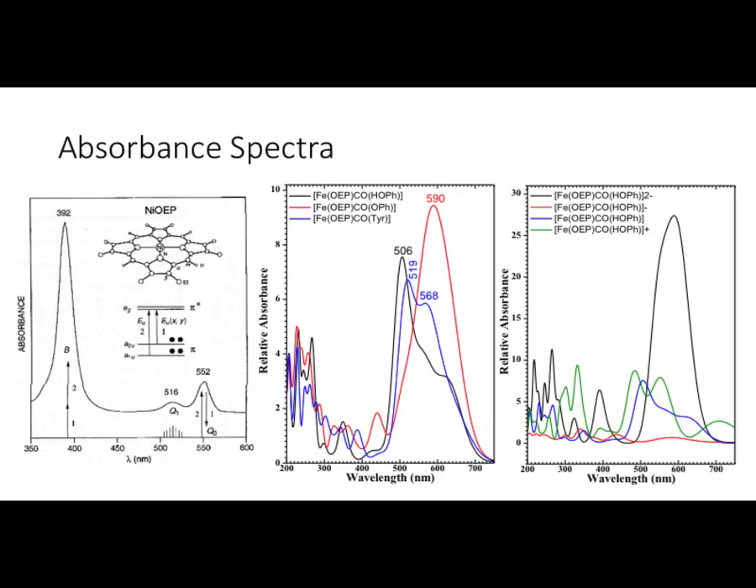But as you can see here, overall these three all look fairly similar, except for the tyrosine, which has 2 bands, whereas the phenol and the phenoxide both have basically just 1 band. There's a little bit of a side band here in the phenol, but it's not that big. And as you change the number of electrons in the system and get a formal charge from -2 to +1, basically everything shifts to the blue.